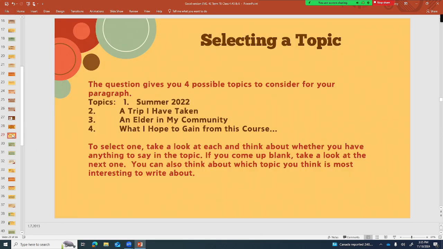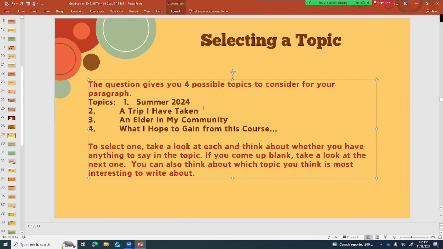So the 4 topics we already talked about: summer 2024, a trip you've taken, an elder. If you're not sure how to pick one, I would take a look at each one and think about whether you have anything to say. If you come up completely blank, take a look at the next one. You can also think about what topic you think is most interesting to write about.